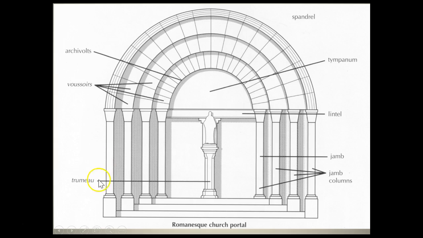It wouldn't hurt you to know some of this vocabulary. We're really going to be focusing on the tympanum. Sometimes they would also include sculpture in these columns and the jamb columns as well. There might be some relief sculpture in this middle part called a trumeau. But for our purposes right now, we're really focusing on the tympanum. So make sure you know that term.